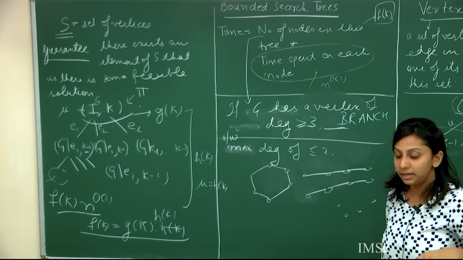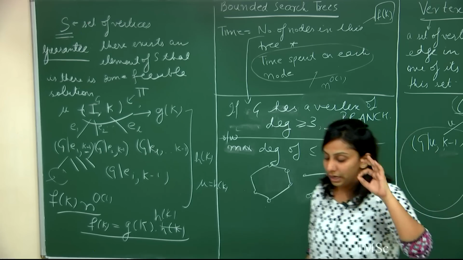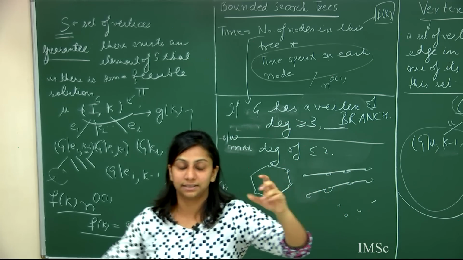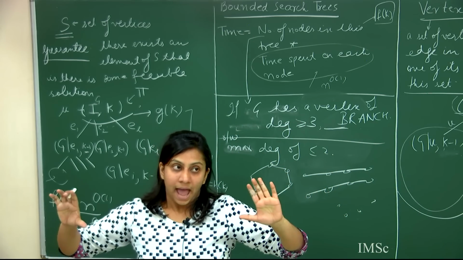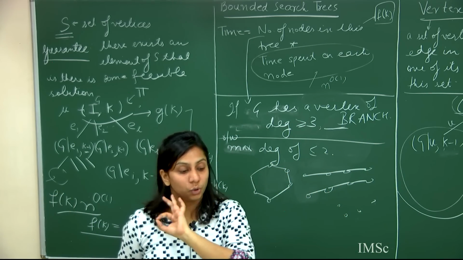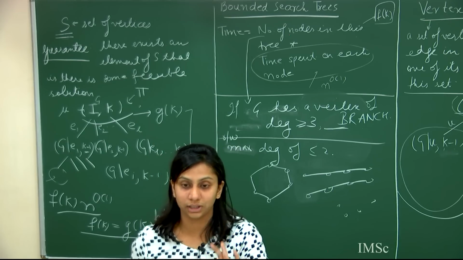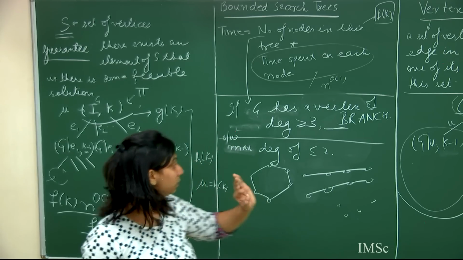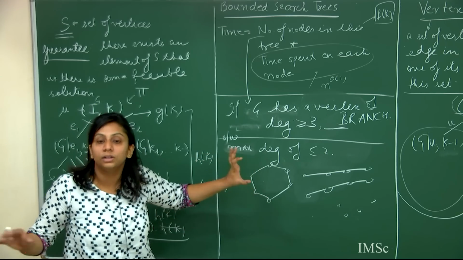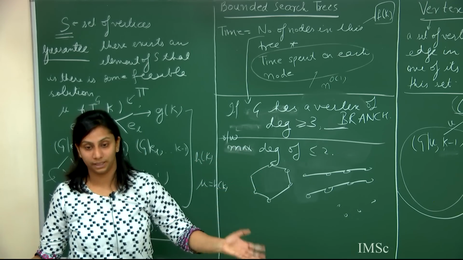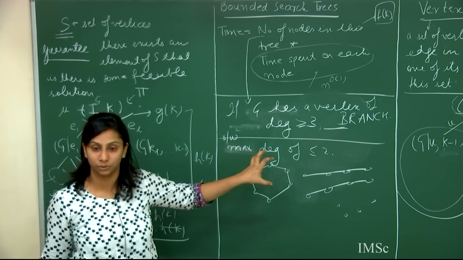So what have we done for this case? If in the graph there was a vertex of degree at least 3, you branched on that vertex. And when the graph doesn't have a vertex of degree at least 3, we know that the max degree of the graph is bounded by at most 2. And hence you are in this case and you can solve this problem easily in polynomial time. And this is your trivial node now.